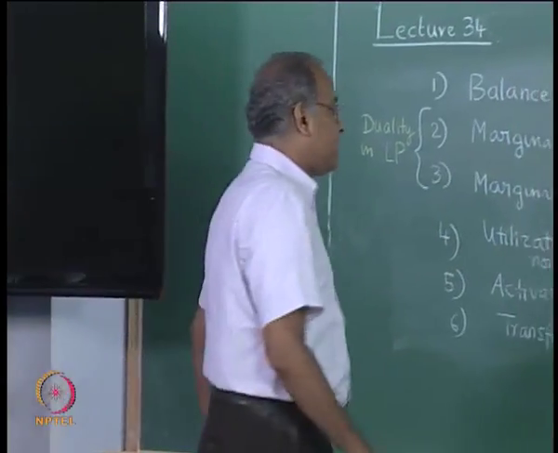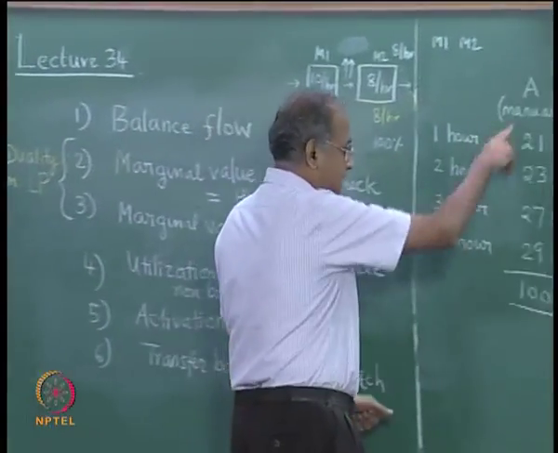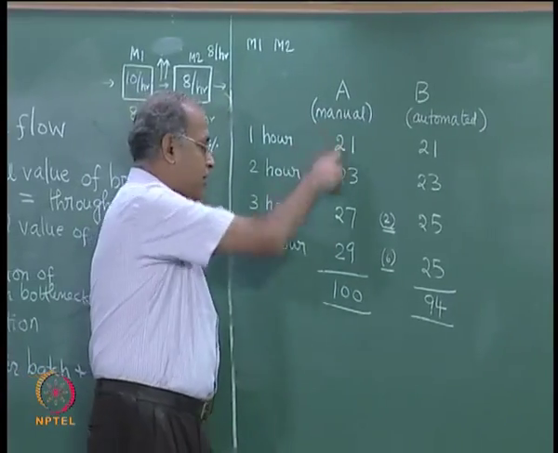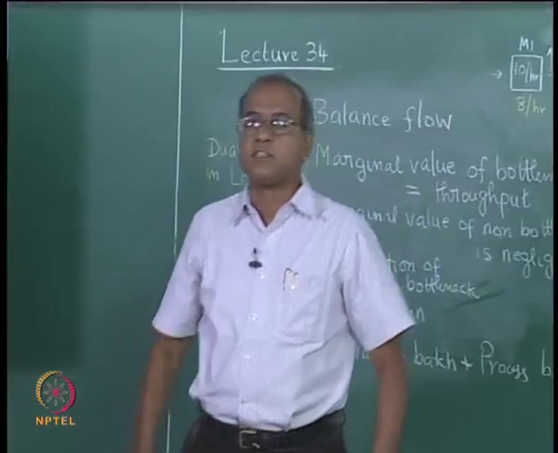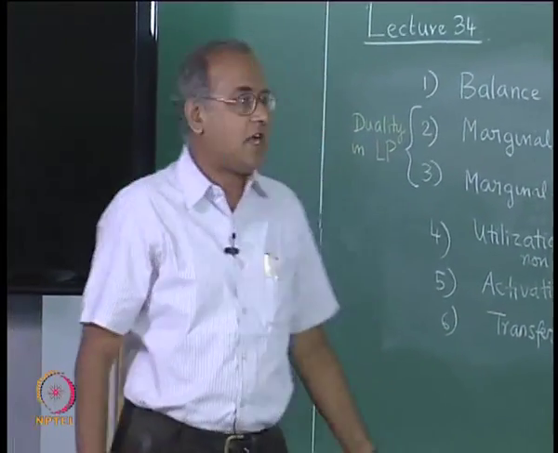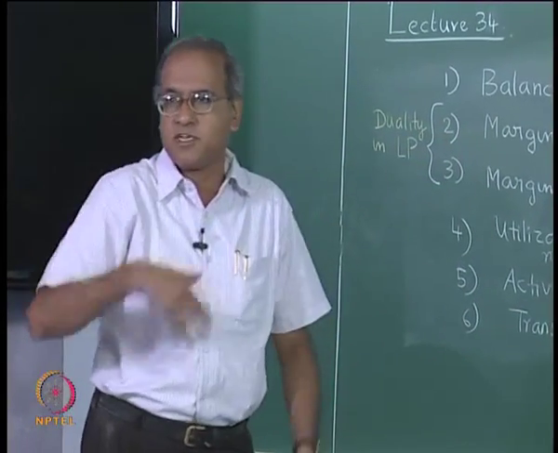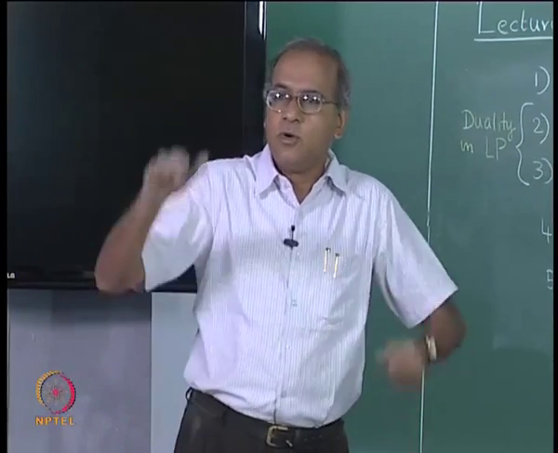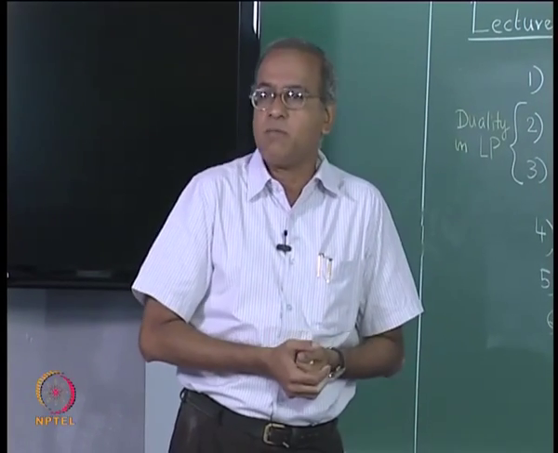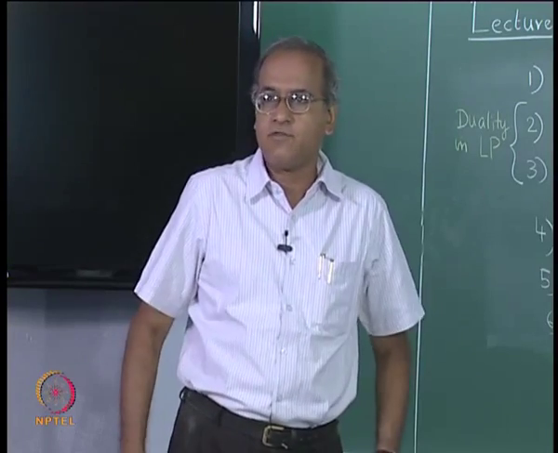So, let me repeat, if we had used a transfer batch of 100, then this would have taken 4 hours, this would have taken another 4 hours. So, it would have taken 8 hours to complete this. If we had used 25 as transportation, then it would have taken 4 plus 1, 5 hours. So, smaller the transportation batch, faster we can finish.